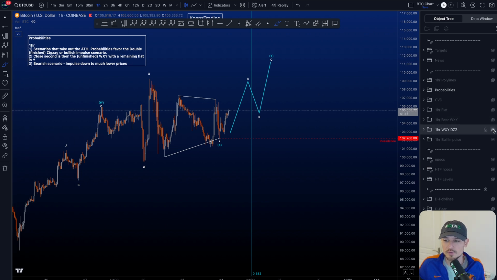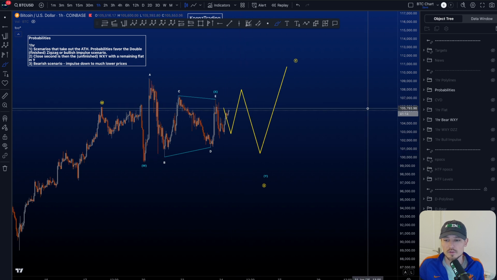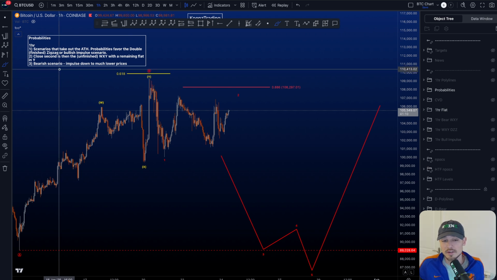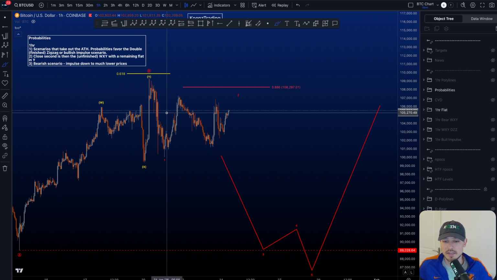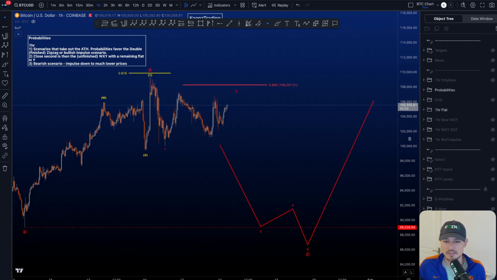On the number 2 spot in probabilities is this one here, where you do look for another flat, and the lowest probability scenario is the bearish scenario, again an impulse to the downside. There are no clear signs of weakness or very obvious reasons to pick this scenario over the others. So yeah, these are the probabilities from an Elliott wave point of view.